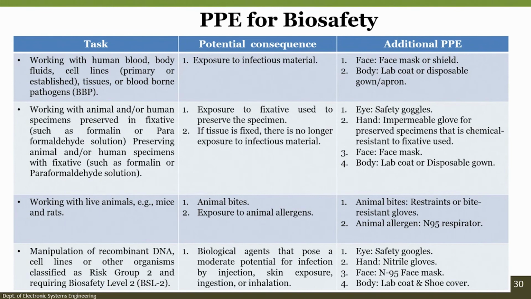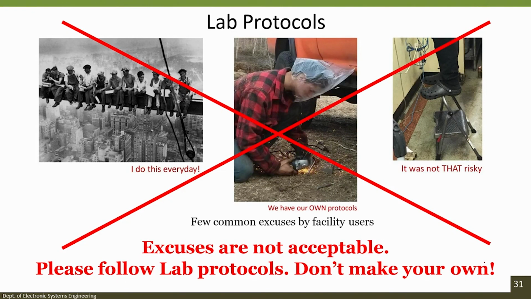PPE is for biosafety. If you see the task versus potential consequence for this additional PPE, you will understand what the tasks are and what the potential consequences are for which you require the additional PPEs. It makes no sense for me to read line by line, because it is very clear from here that you have to understand the tasks and the consequences, and depending on that decide whether you would like to have the additional personal protective equipment or not. Of course, excuses are not acceptable. You have to follow lab protocol, and you should never make your own protocol, right. Some of the photos are just to show that this is not a way to work.